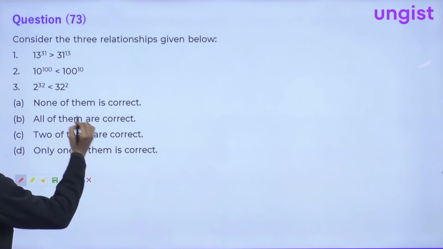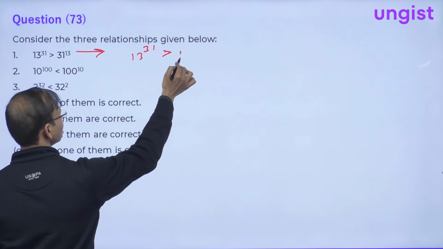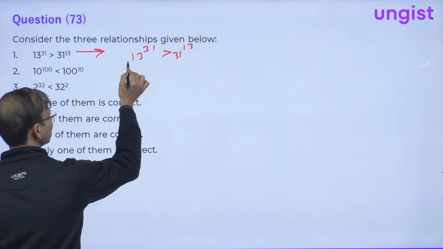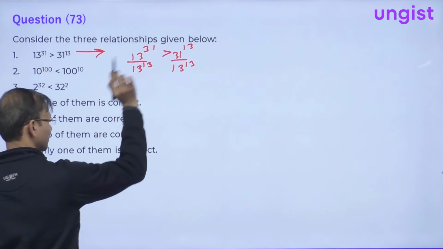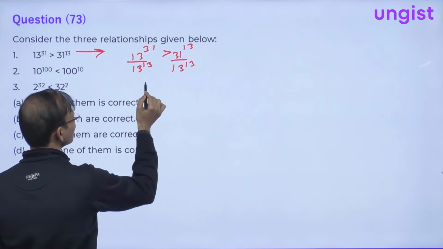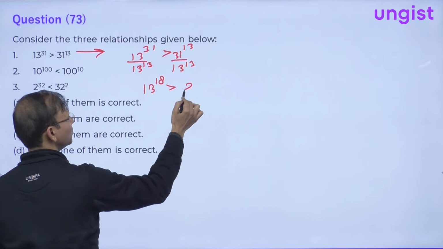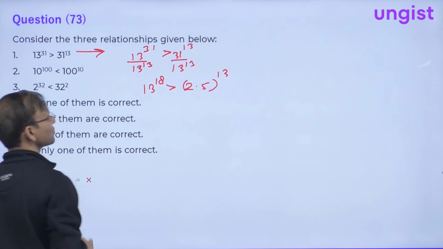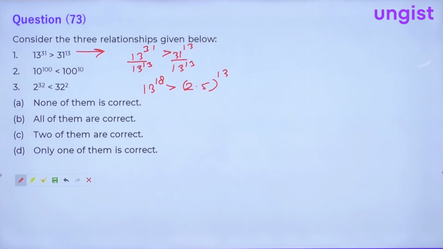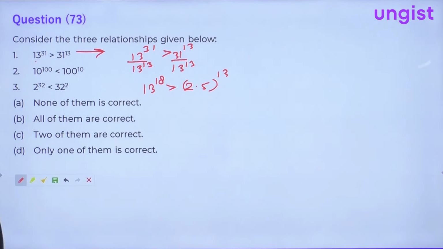See guys, obviously the first condition is correct. Look here. 13 to the power 31 is greater than 31 to the power 13. So let's say 13 to the power 13, I'm dividing both the expressions by 13 raised to the power 13. So this is 13 to the power 18 is greater than what? 2 point something? Let's say this is 2.5. Guys, yes or no? Is it correct or not? I have divided both the expressions by 13 raised to the power 13. Correct?